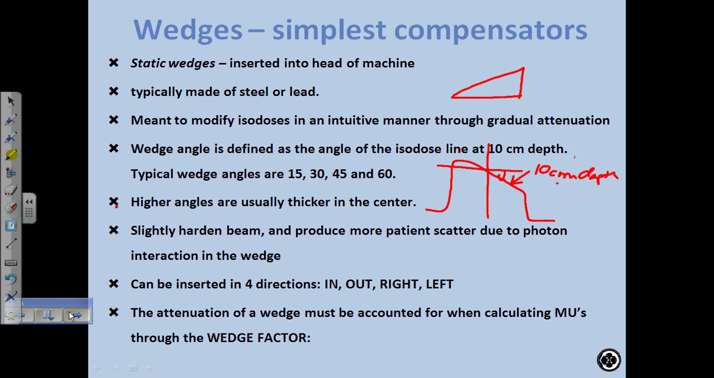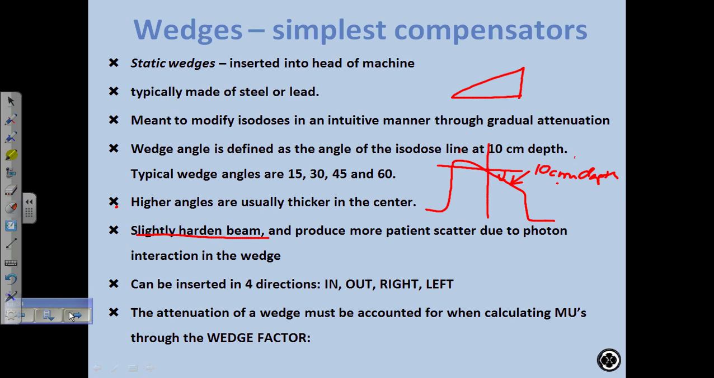Higher angle, meaning 45, 60 degree wedges, the central portion of the wedge is thicker. The wedge slightly hardens the beam and produces more patient scatter due to photon interaction. So this is very important. They harden the beam, which means that if you put a wedge in the head of the machine and measure your PDD and compare it to the PDD with no wedge, they're going to look different. The PDD with the wedge is going to look like a higher energy. Not by much. It's a small difference, but it's measurable. You can measure it, okay?